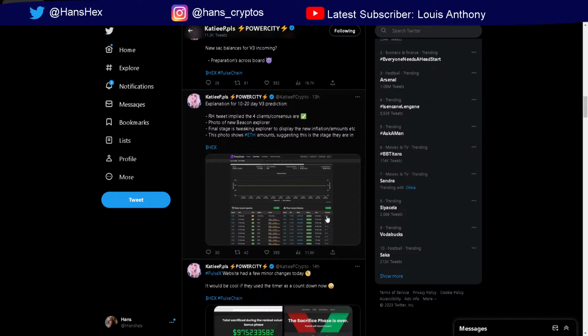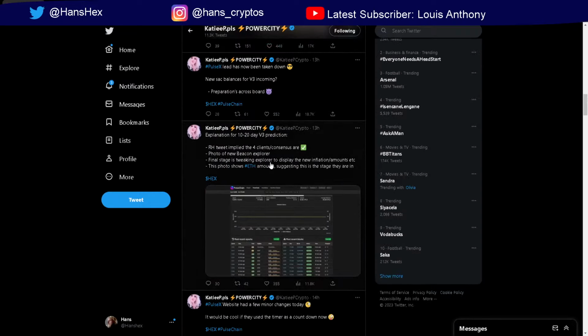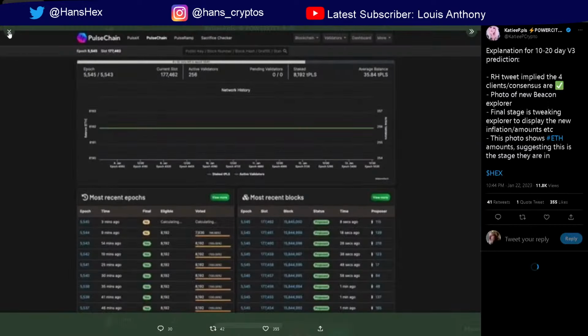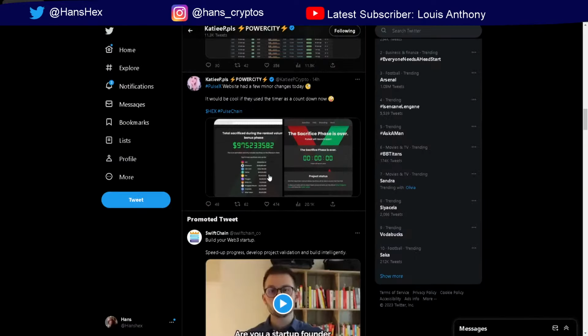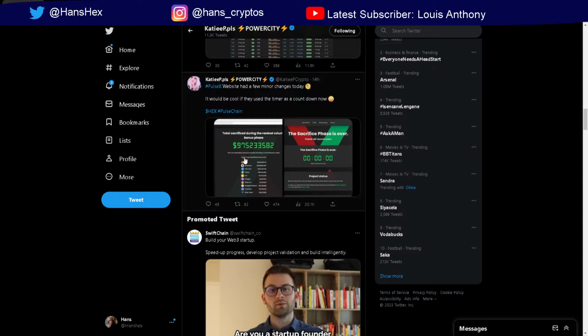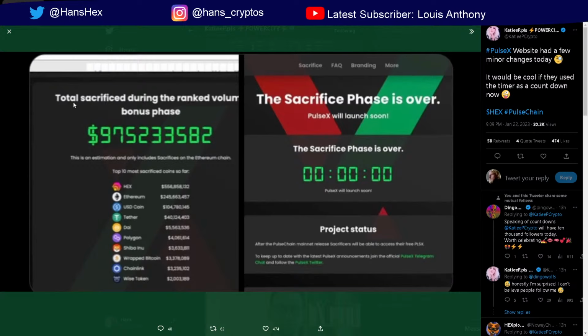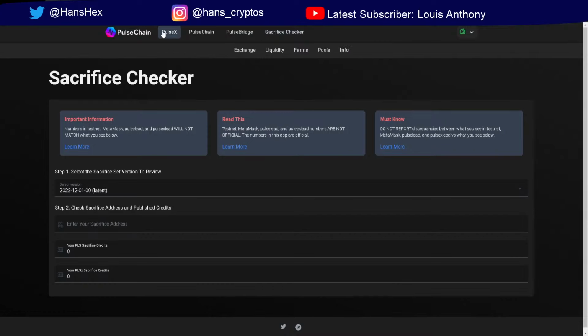We also had obviously the update from Richard Hart, right? And then the PulseX website recently changed. It had all of these sacrificed coins, and now the front end looks like this. We can maybe take a look at that.